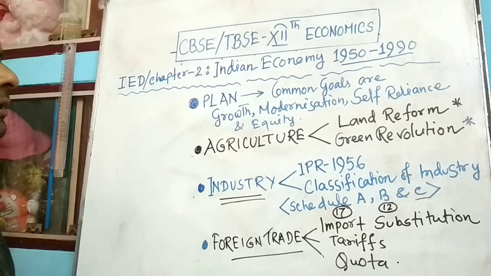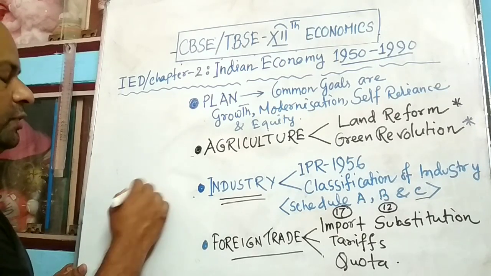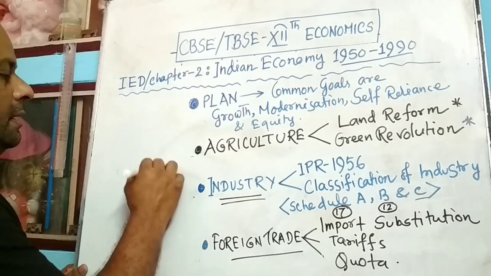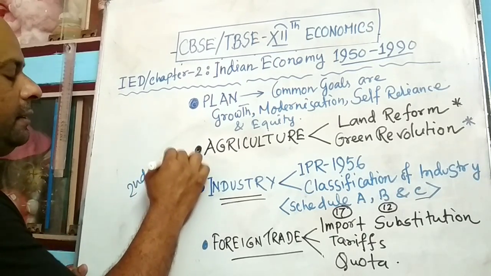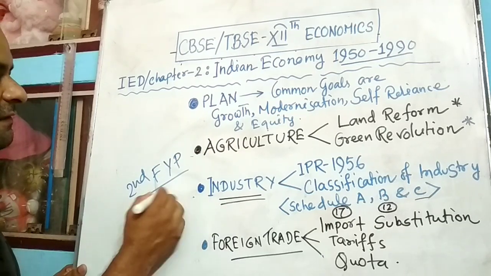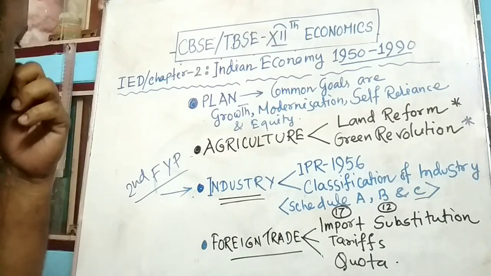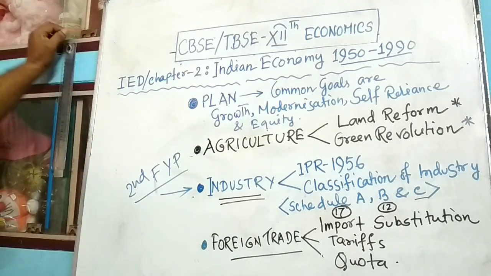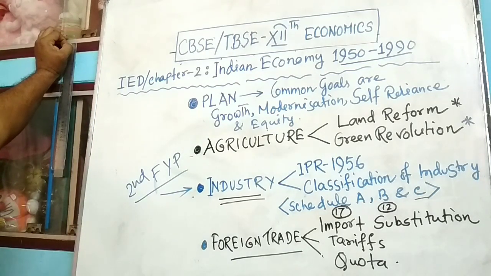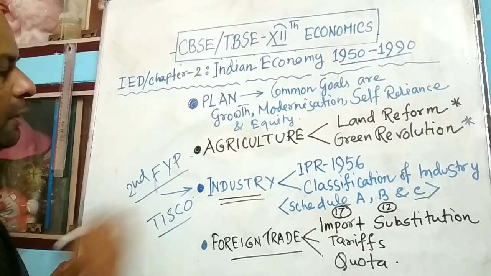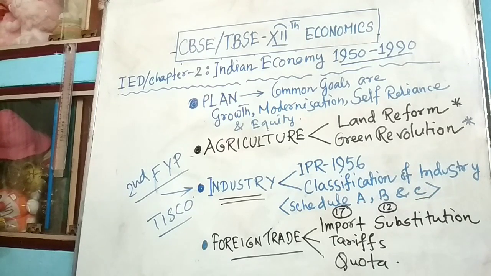Then, after agriculture, industry. In the second five-year plan, the Indian government gave emphasis to industrial development, because during the British period there were no industries in India. There were no heavy industries. Only one industry was there, Tisco, the Tata Iron and Steel Company. There were no basic and heavy industries.